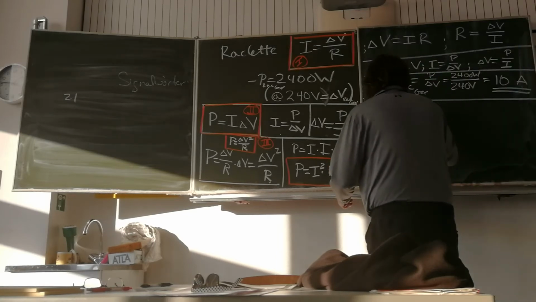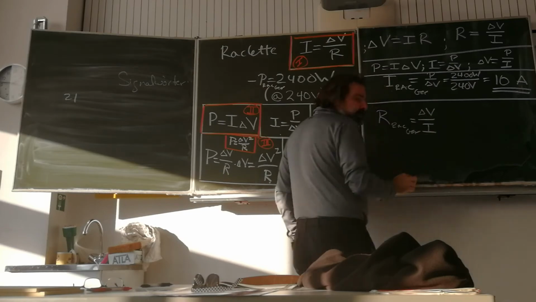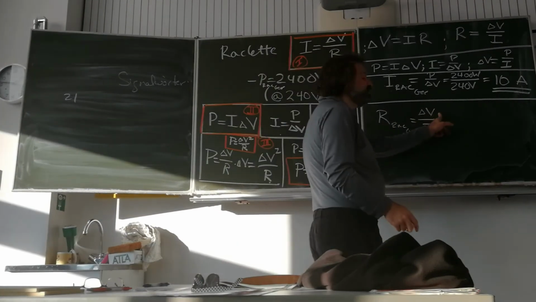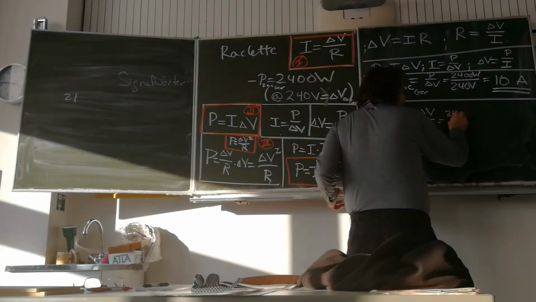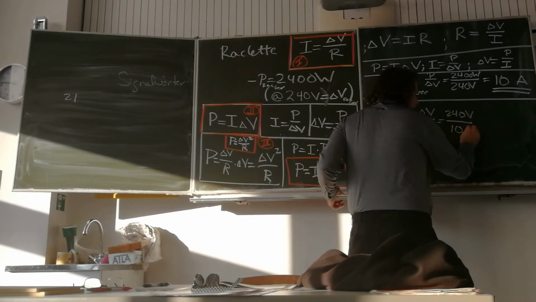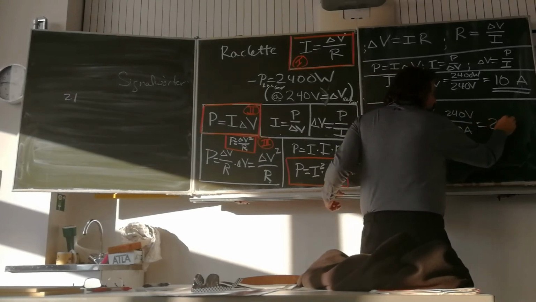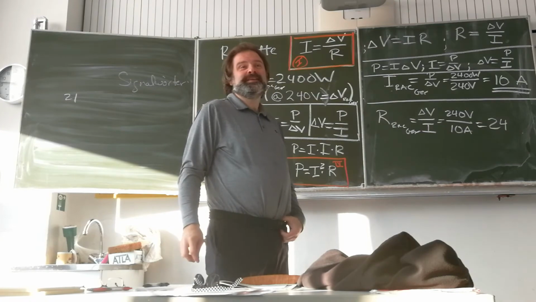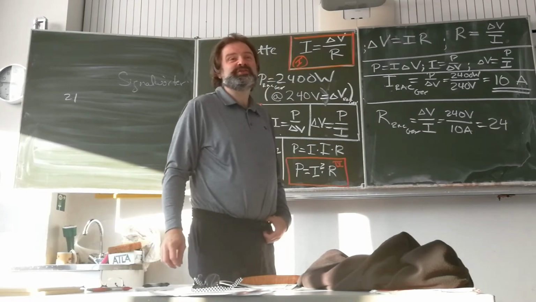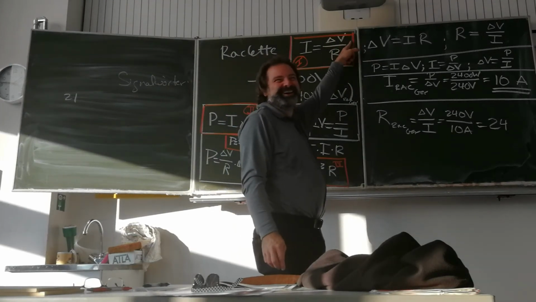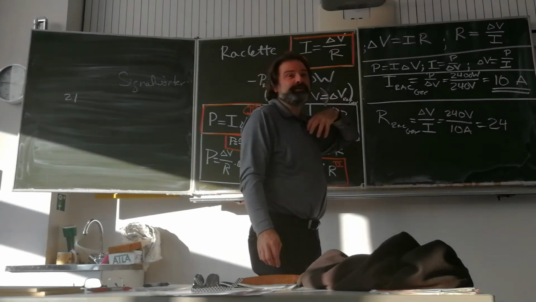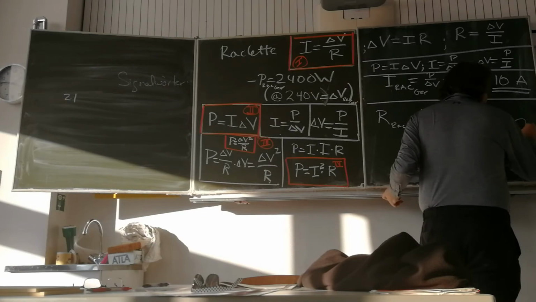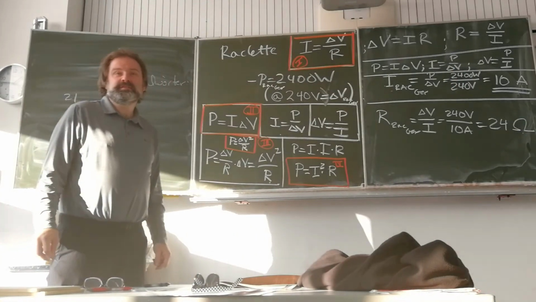So, delta V over I. Okay. Plug in. Just plug in. Tell me what it is. 240 volts and then 10 amps. What do we get? Just 24. Apples or oranges? Apples. You're wrong. Try again. Oranges. Where should I write the unit? Up top? The unit for R is ohm. Ohms. Okay, so that's the unit. 24 ohms. Okay? Cool.